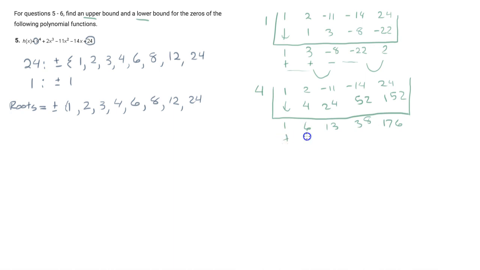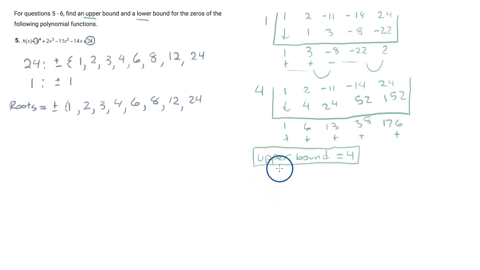But more importantly, we see that we are positive on all of these numbers. The upper bound theorem states that if we get all positive results from our synthetic division, then we have found an upper bound. That means that our upper bound is equal to 4. So no zero or no root from our huge list over here greater than 4 can be one of our roots for our polynomial function.